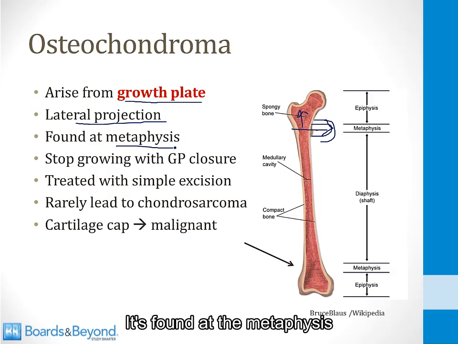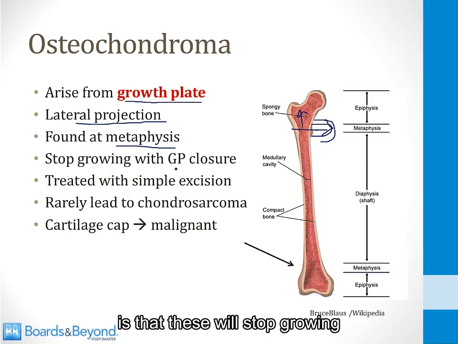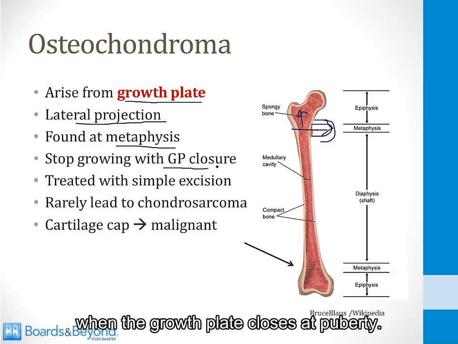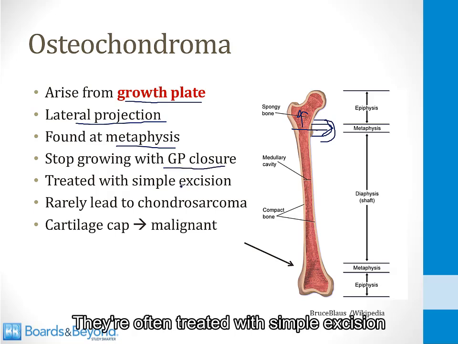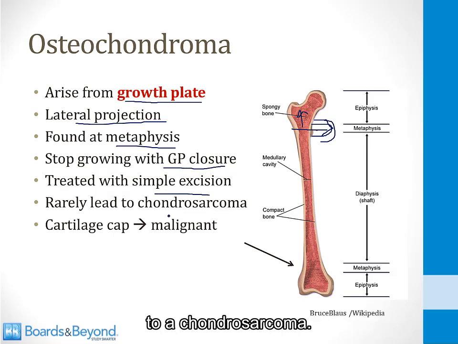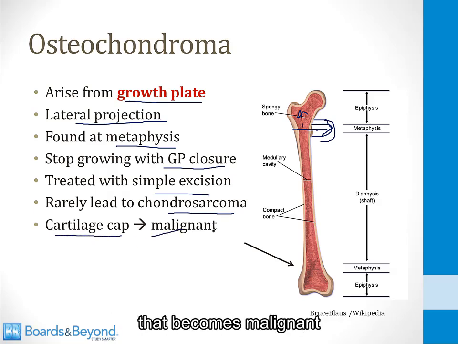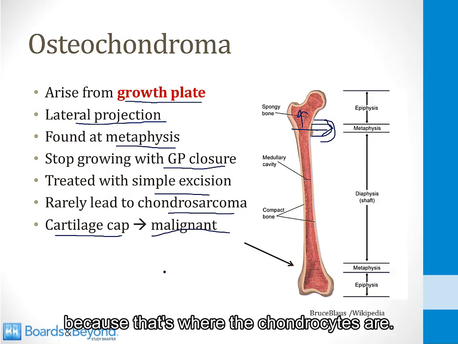It's found at the metaphysis, which should make sense to you because it's a lateral projection of the growth plate. And what should also make sense to you is that these will stop growing when the growth plate closes at puberty. They're often treated with simple excision, and they rarely lead to a malignant conversion to a chondrosarcoma. And if they are going to convert to a malignant chondrosarcoma, it's going to be the cartilage cap that becomes malignant because that's where the chondrocytes are.